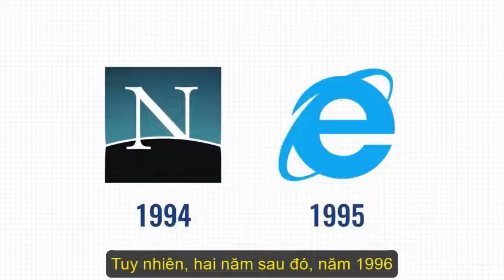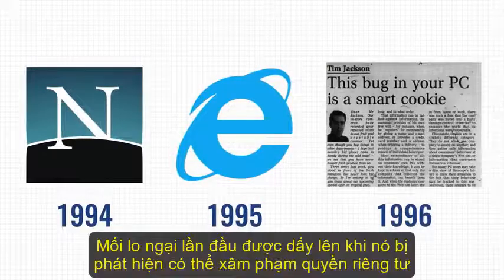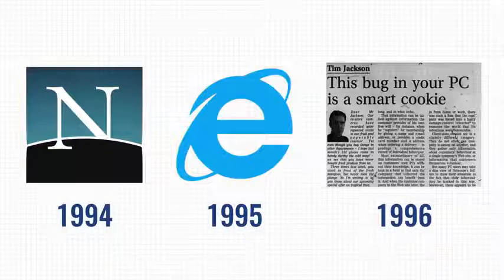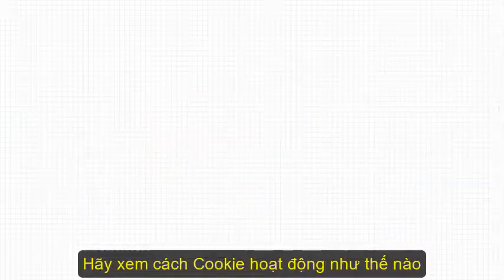However, 2 years later, in 1996, the first concerns were raised when it was discovered that cookies could potentially invade our privacy. That would turn out to be very true, but we're getting a bit ahead of ourselves here. Let's take a look at how cookies work.